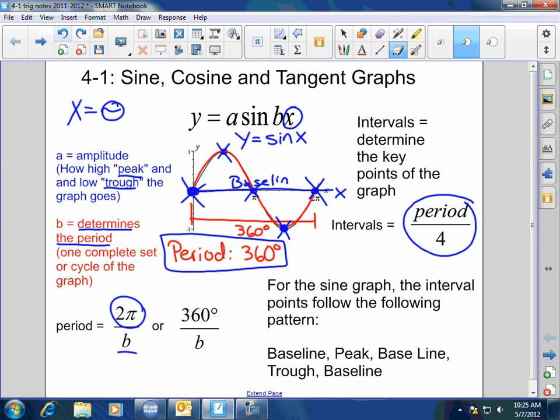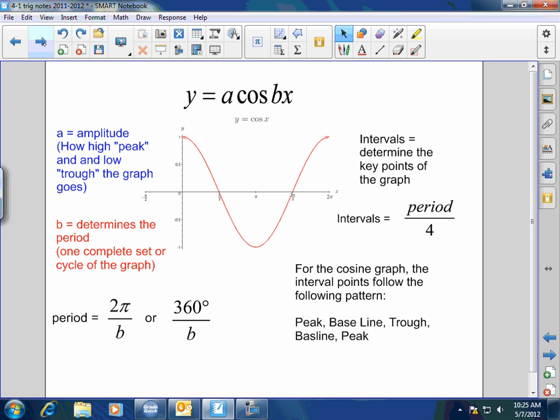Okay. Let me show you cosine right quick. Cosine, you may look at this and go, oh my God, I have to write all of this again. No, you don't. I just did just to show you what the cosine is, but it's all the same, guys. I promise. Altitude determines how high, in this case right here, and how low it goes.